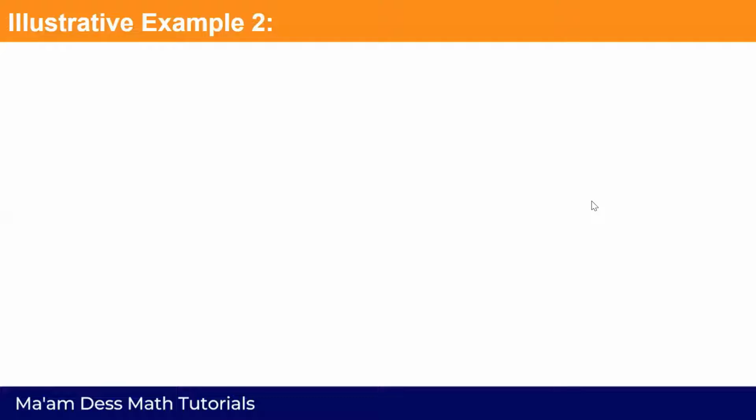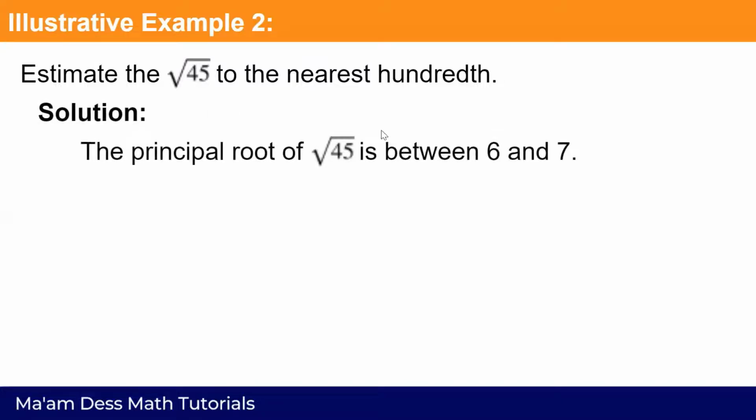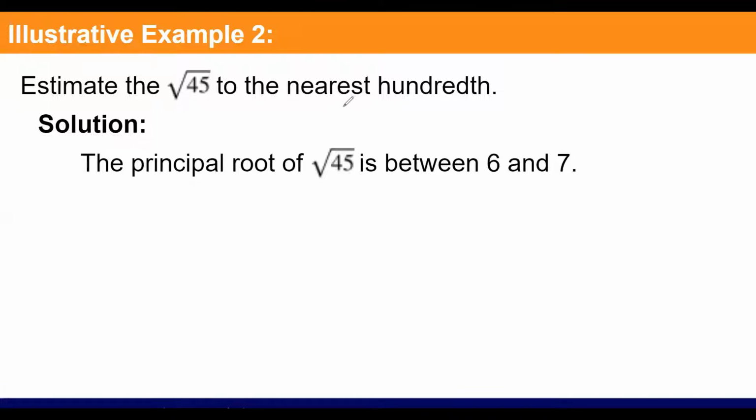Example 2. Estimate the square root of 45 to the nearest hundredth. Okay, so again, look for the perfect squares wherein square root of 45 is in between. So, ano po yung perfect square na nasa gitna yung square root of 45? Ayan. So, ang sagot po natin ay 36 and 49. That's why the square root of 45 is between 6 and 7. So, nasa gitna po yung square root of 45 ng 6 and 7.